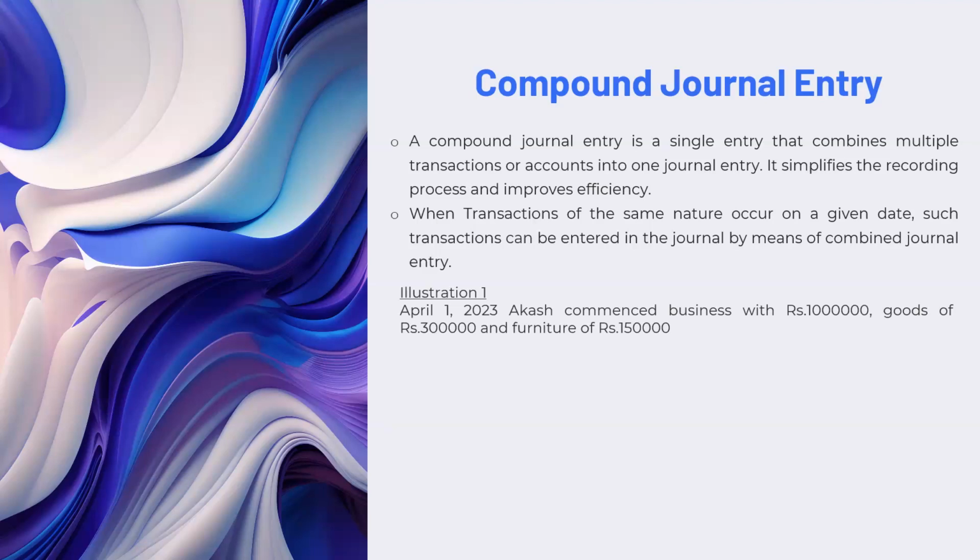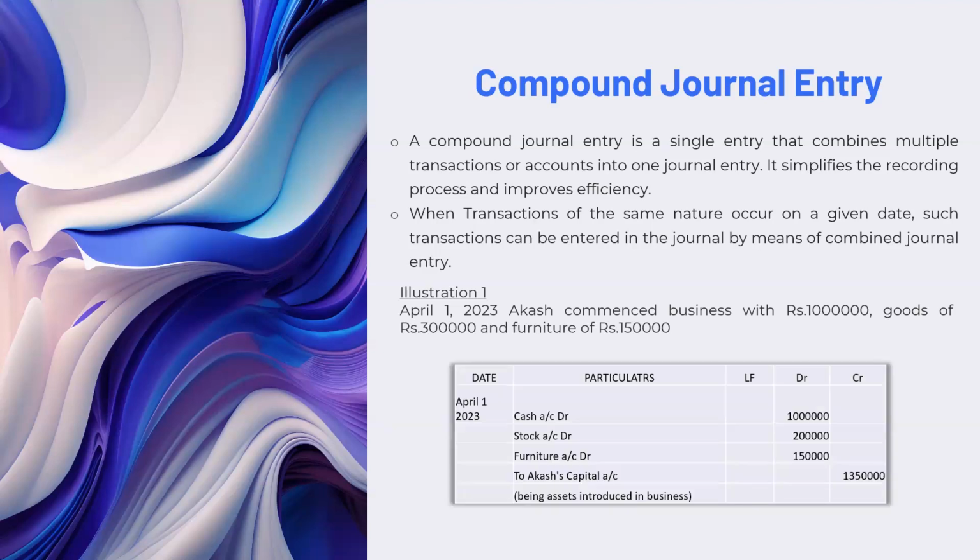So let's have an example. On April 1st, 2023, Mr. Akash commenced his business with 10 lakh rupees, and he has invested in purchasing goods worth 3 lakh, and furniture for official use worth 1 lakh 50,000. So let's see how the compound entry works here. Instead of making it different transactions or different entries, each with its own narration, we are making it a single entry, a single transaction.